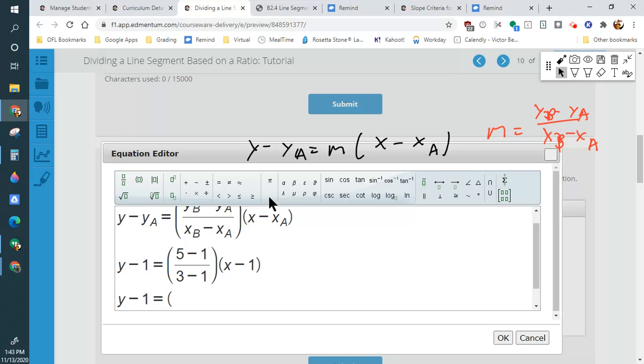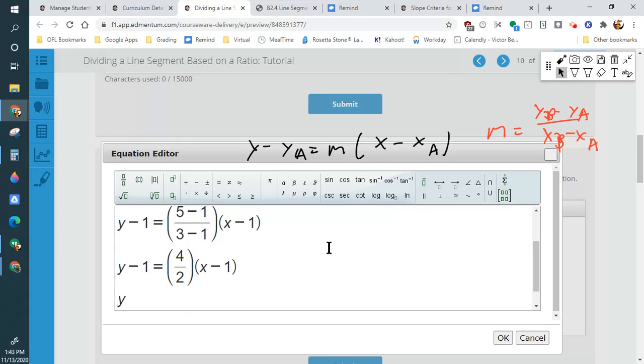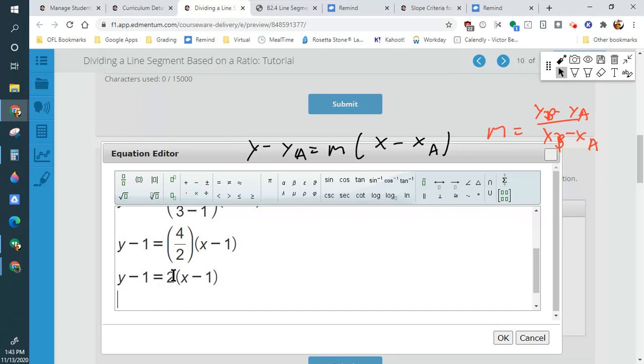All right, so that's going to be, let me use their parentheses, their fractions. So that's going to be 4 over 2, which is just going to end up being 2, luckily. Minus 1. This becomes y minus 1. I'm solving the parentheses. Minus 1. Now I'm going to distribute this 2.